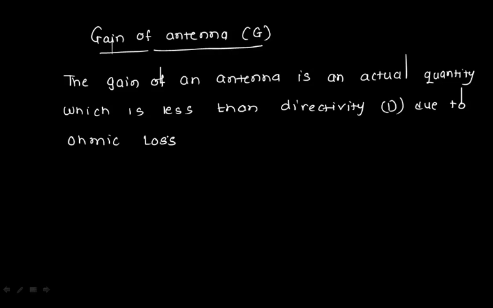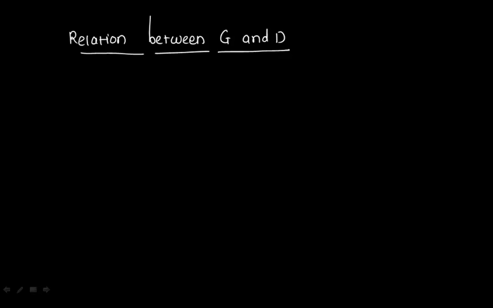Okay, so this is how we are going to define the gain of the antenna. Now what is the relation between G and D? If I'm interested in the relation between G and D, I'll write on the next page. So, relation between G and D. What is gain? What is directivity? We have seen what is directivity.